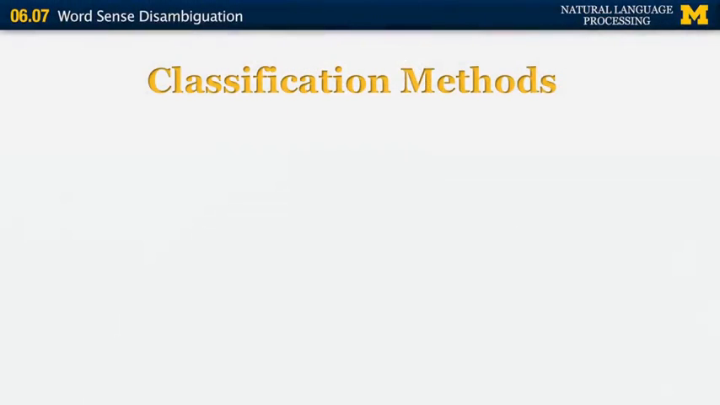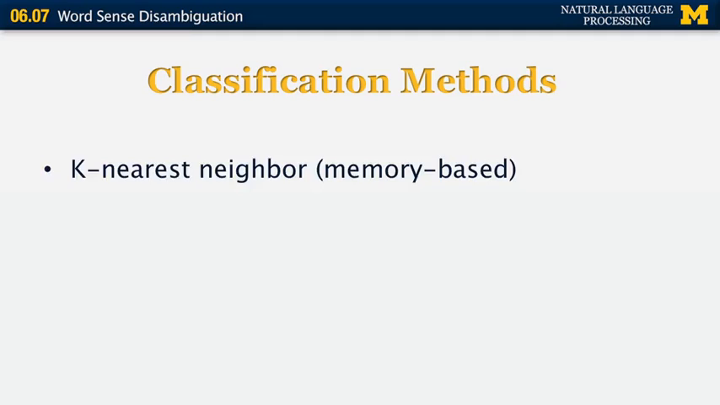So now let's step back for a moment and look at some general classification methods that can be used for word sense disambiguation. Word sense disambiguation in that sense is not different from many other classification problems in natural language processing, such as named entity classification or question type classification that we have discussed previously. One of the most common techniques used is the k-nearest neighbor classification method, also known as the memory-based method.